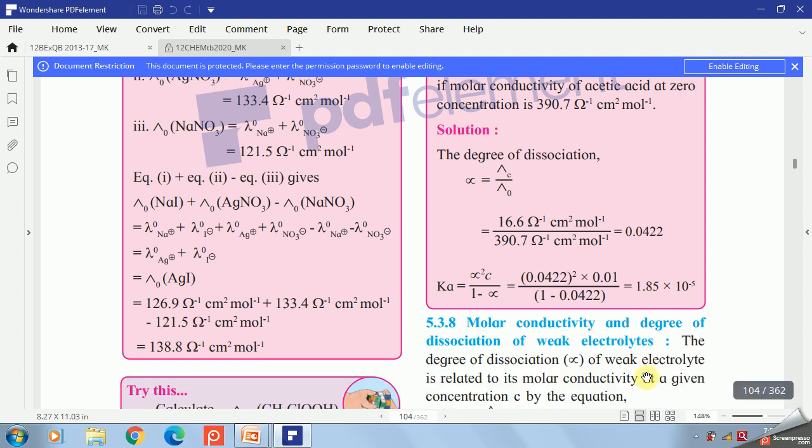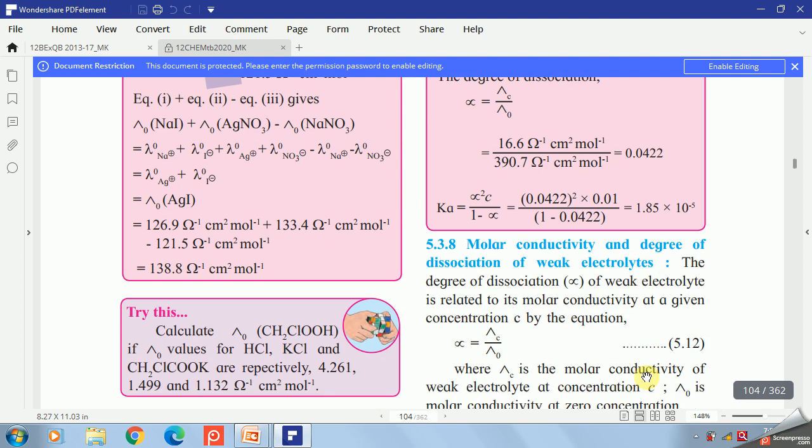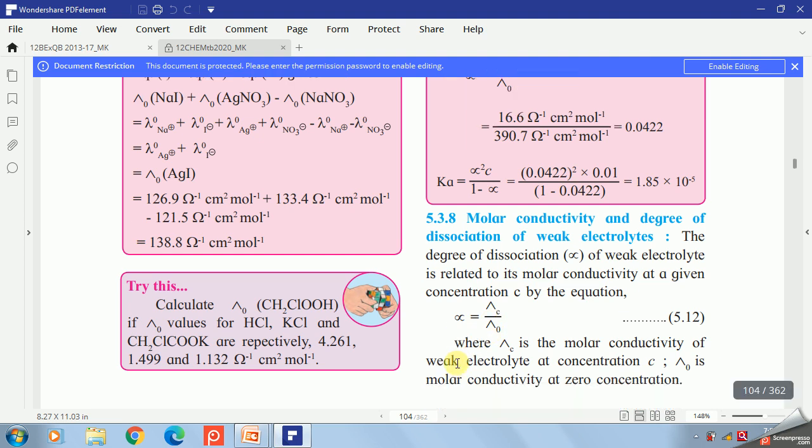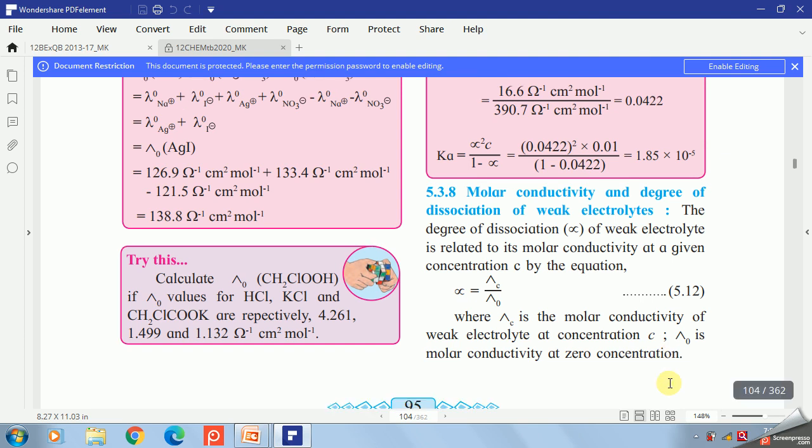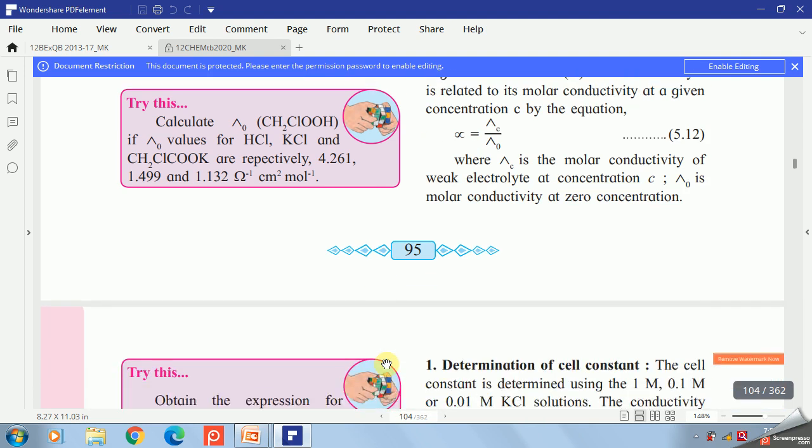Then next one is molar conductivity and degree of dissociation of weak electrolyte. The degree of dissociation of a weak electrolyte is related to its molar conductivity at a given concentration by this equation: alpha is equal to lambda C divided by lambda 0. Lambda C is the molar conductivity of the weak electrolyte at the given concentration C. Lambda 0 is the molar conductivity at 0 concentration. We already discussed this while solving the numerical.